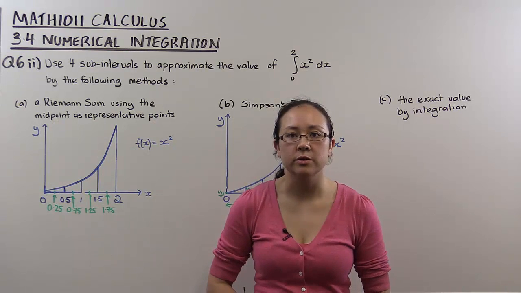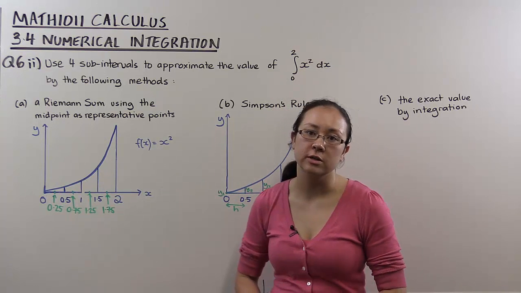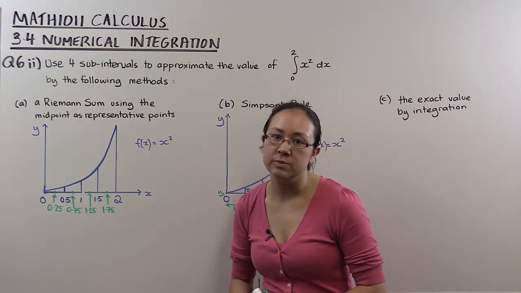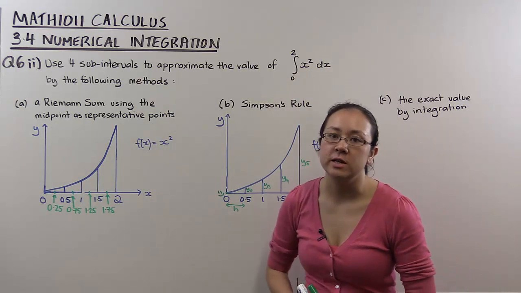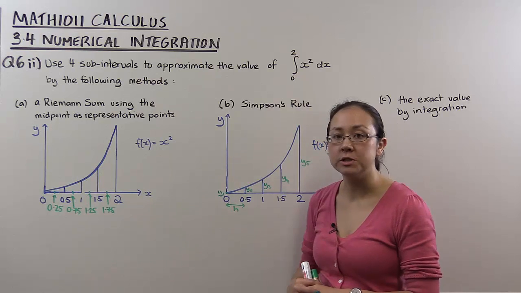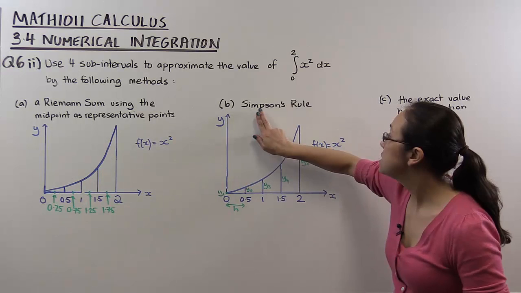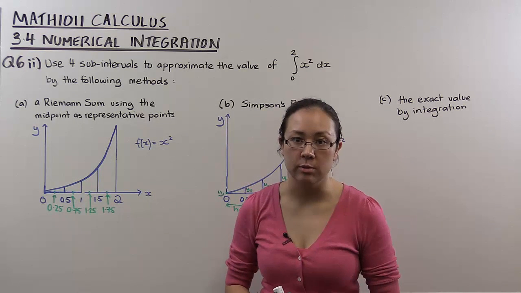Today I'm going to work through some of the MATH1011 calculus questions from the section on numerical integration. So in question 6, there are two parts, but we'll just do part 2, which is about this integral from 0 to 2 of x squared dx. We're asked to use 4 subintervals to approximate the integral, first using Riemann sums, second using Simpson's Rule, and thirdly by essentially using the fundamental theorem of calculus.